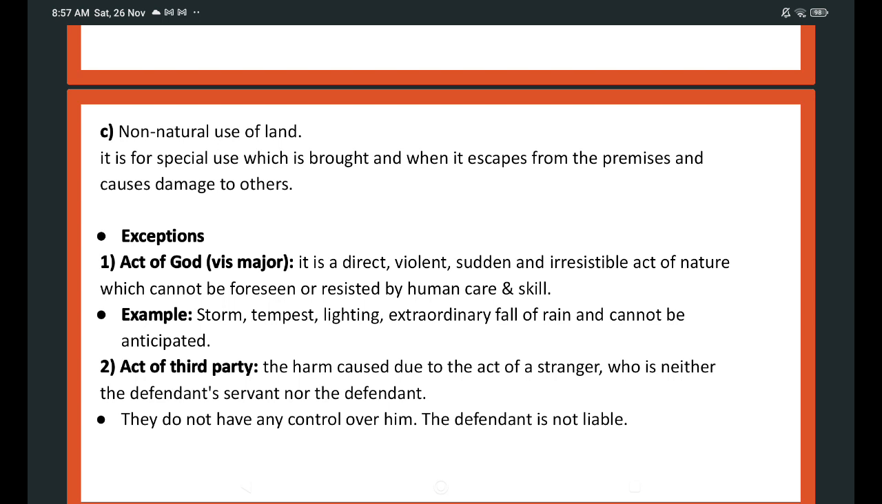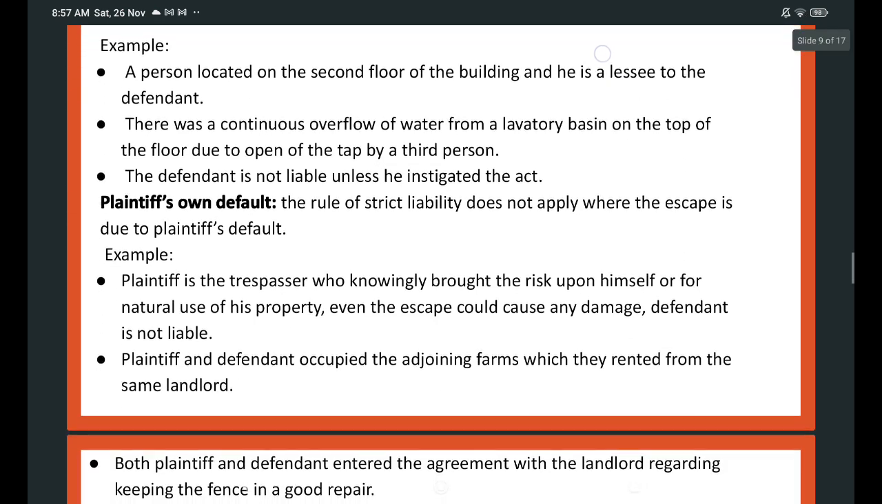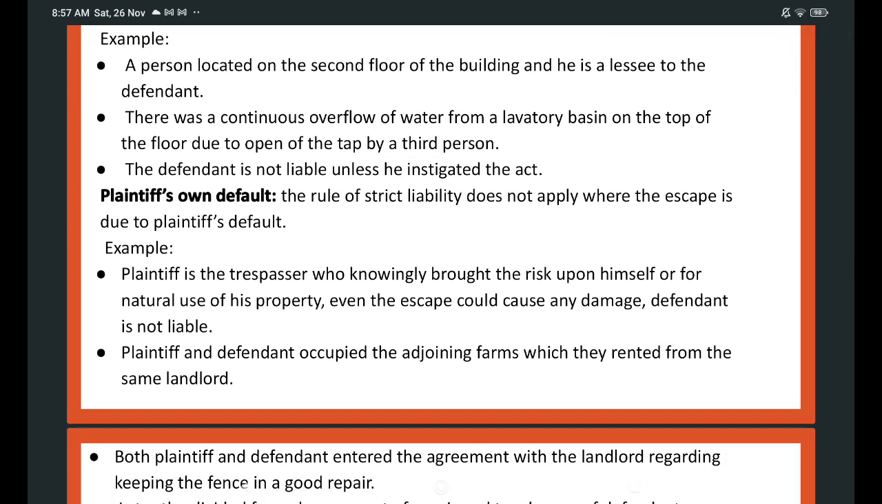Second, it is the act of a third party. The harm caused is due to the act of a stranger who is neither the defendant's servant nor the defendant, and the defendant doesn't have any control over him. The defendant is not liable. Example: a person located on the second floor of a building who is a lessee of the defendant. There are continuous overflows of water from a lavatory basin on the top floor due to the opening of the tap by a third person. The defendant is not liable unless he instigated that.